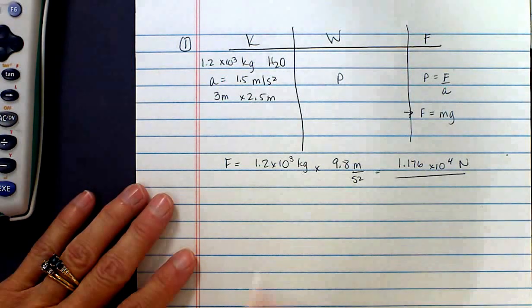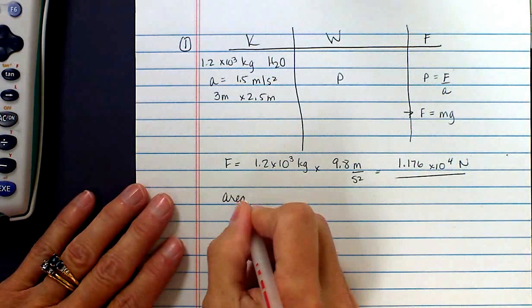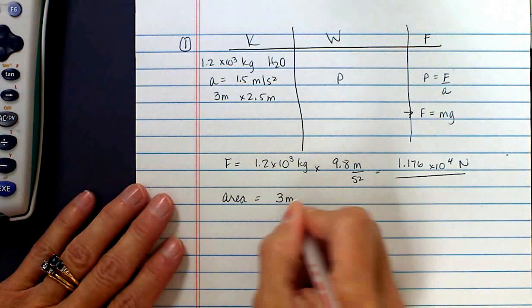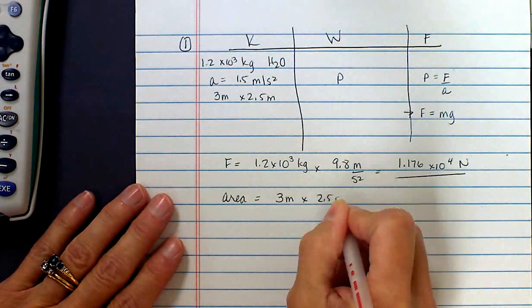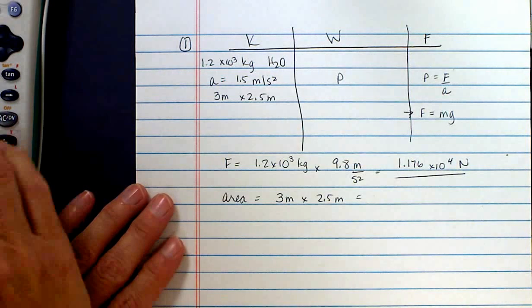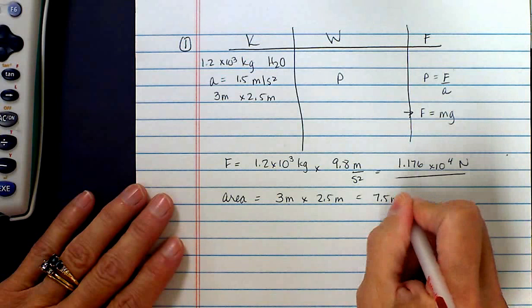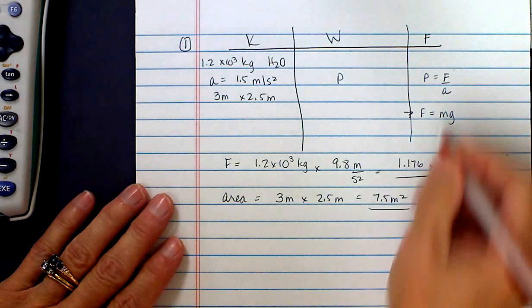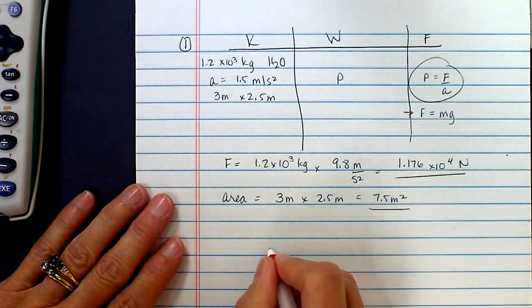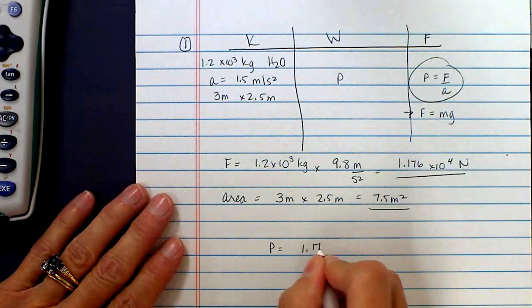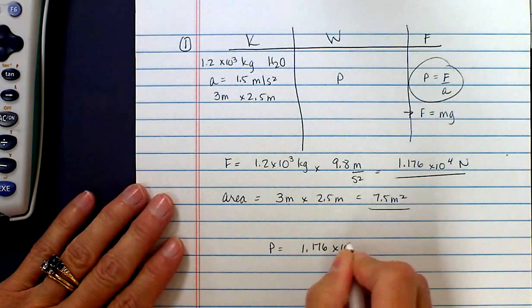The only other thing you need is area. Area is length times width, 3 meters times 2.5 meters, and the area is 7.5 meters squared. There's my two pieces of information that I need. Pressure is force divided by area.